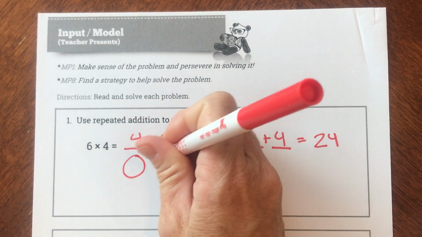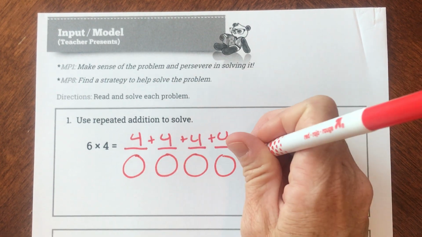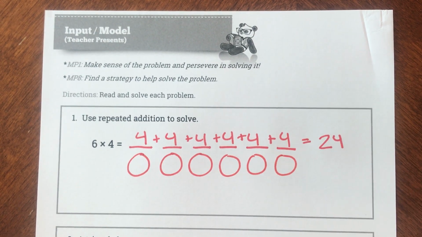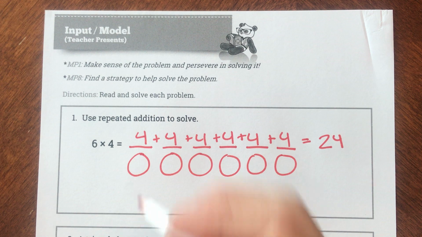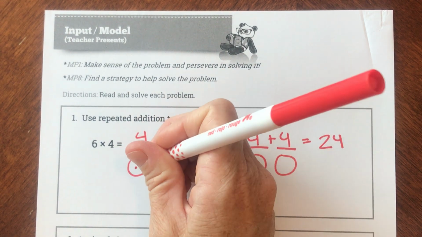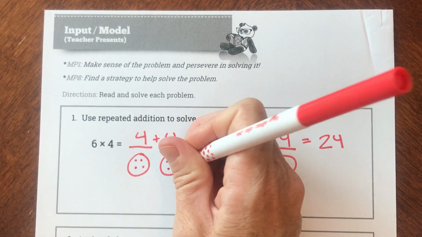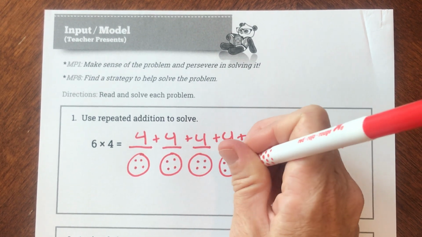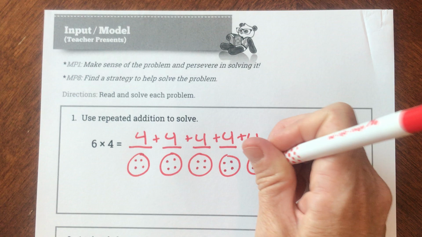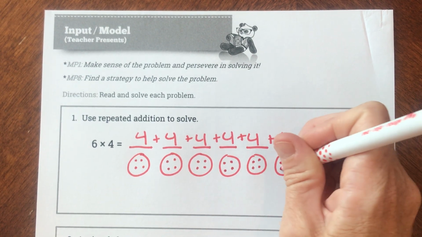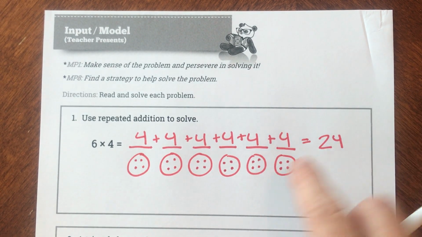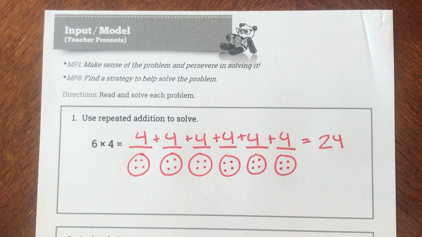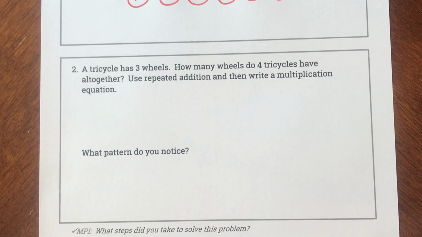So I have 6 groups and I have 4 in each. So I'm going to count and draw 4 in each. So I have 1, 2, 3, up to 24. So making your actual groups and counting might help you as well. Okay, let's look at my next one.